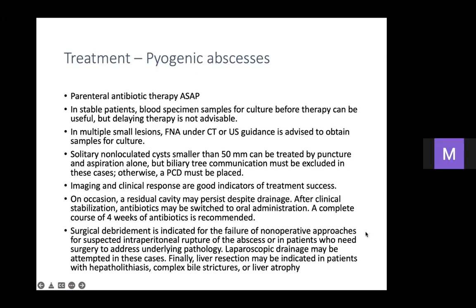Thanks for the presentation, for the cases, nice case, and the very nice algorithm of management. My question is, how do you approach an extensive hydatid cyst with intra-abdominal rupture and intra-abdominal hydatid cysts? So if I understand your question correctly, you want to know the approach to extensive intraperitoneal spread of hydatid. Yeah.